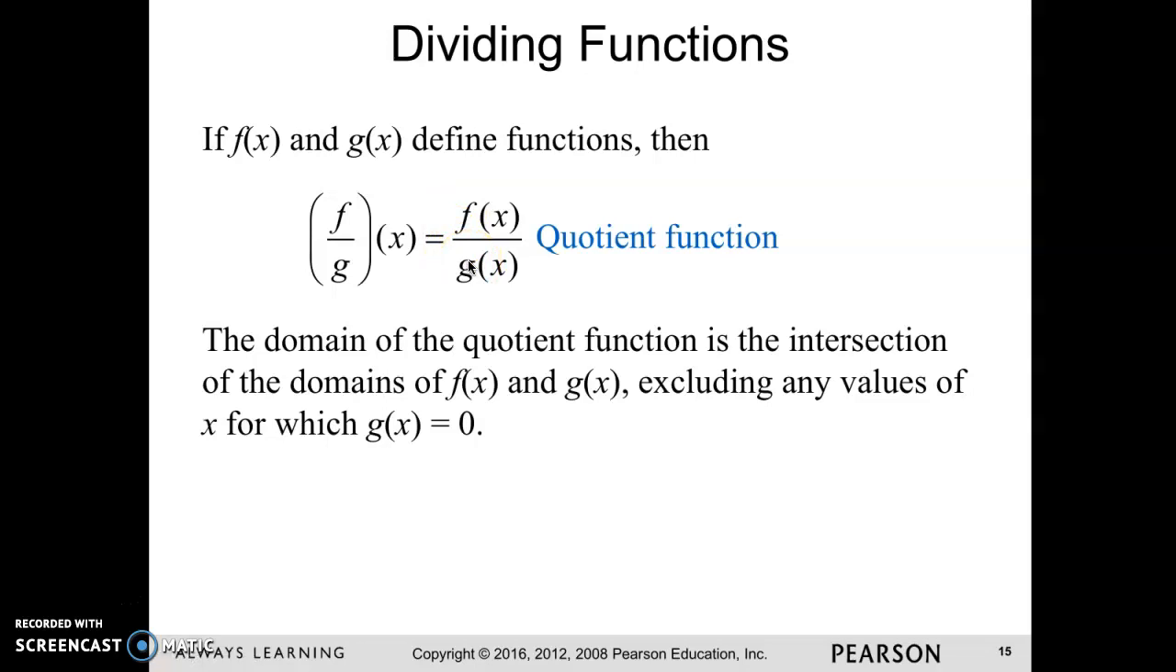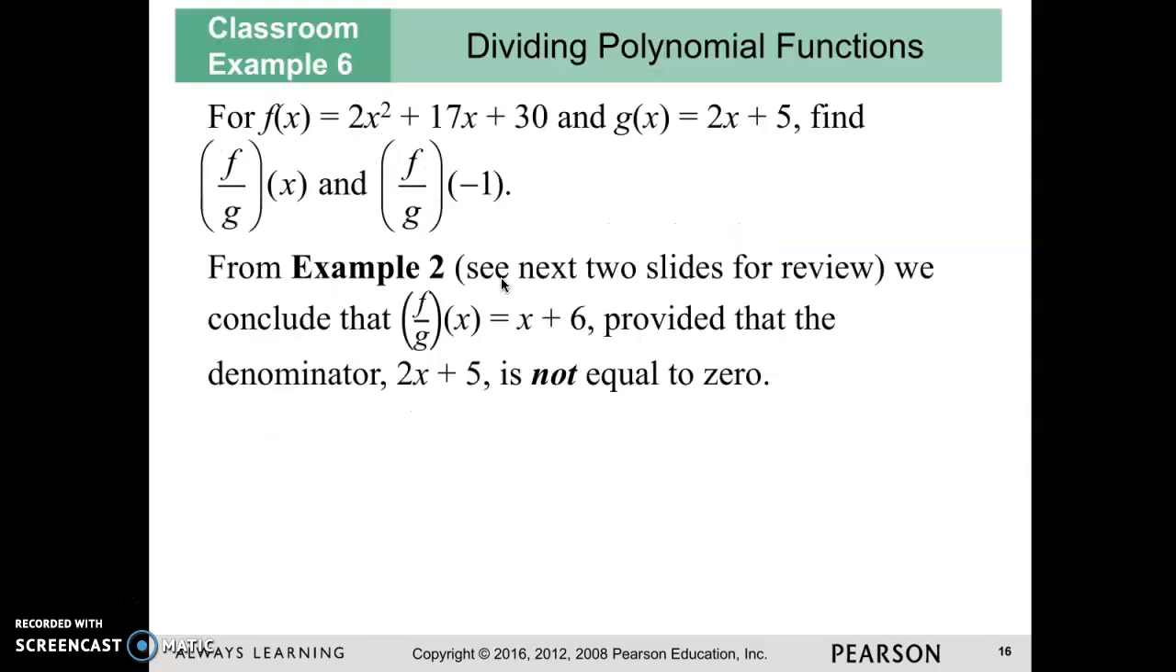It excludes any values for which g of x is equal to 0, because remember, this is the denominator. In this case, we cannot let this be equal to 0. So any value of x that would make g of x equal to 0, we exclude that from the domain. Please pay attention to that when you're doing the quotient function. It cannot be any value. It has to exclude these x values.